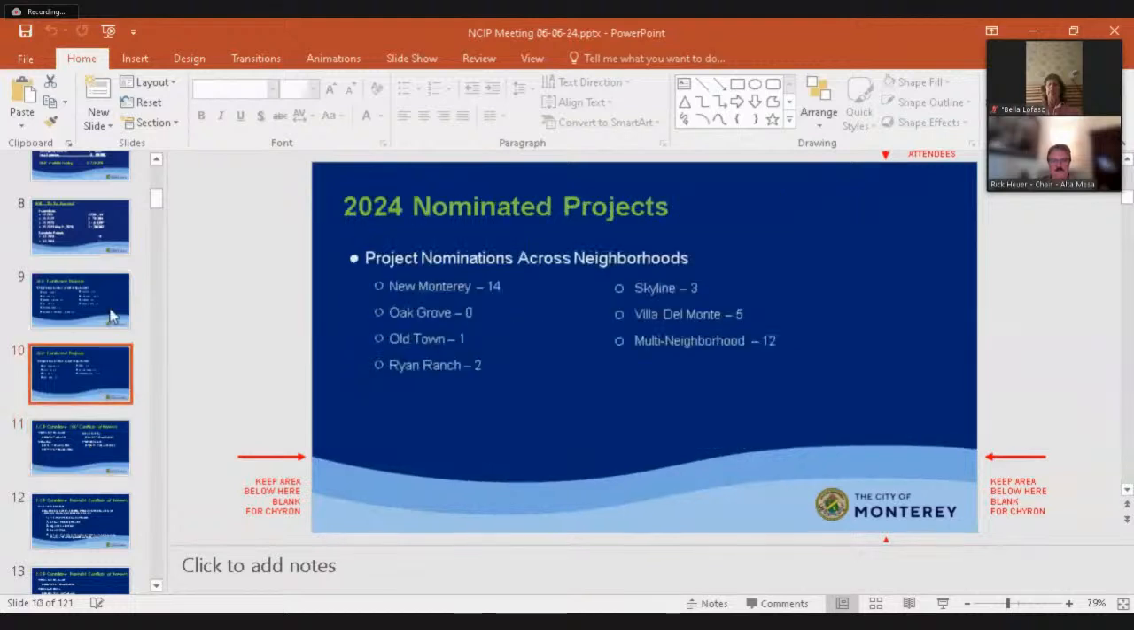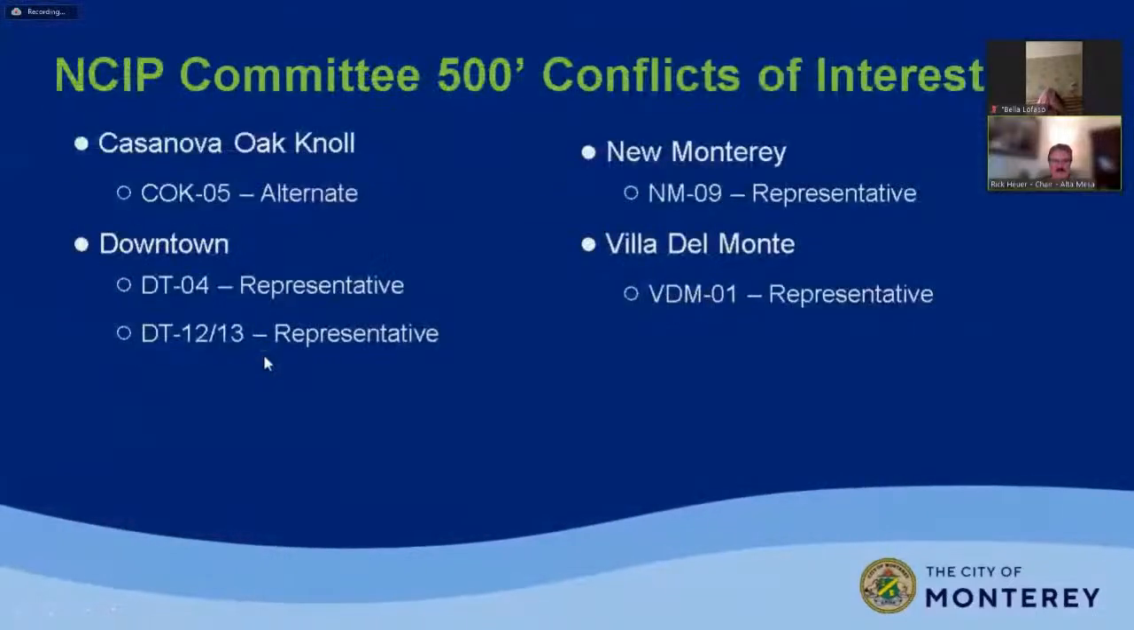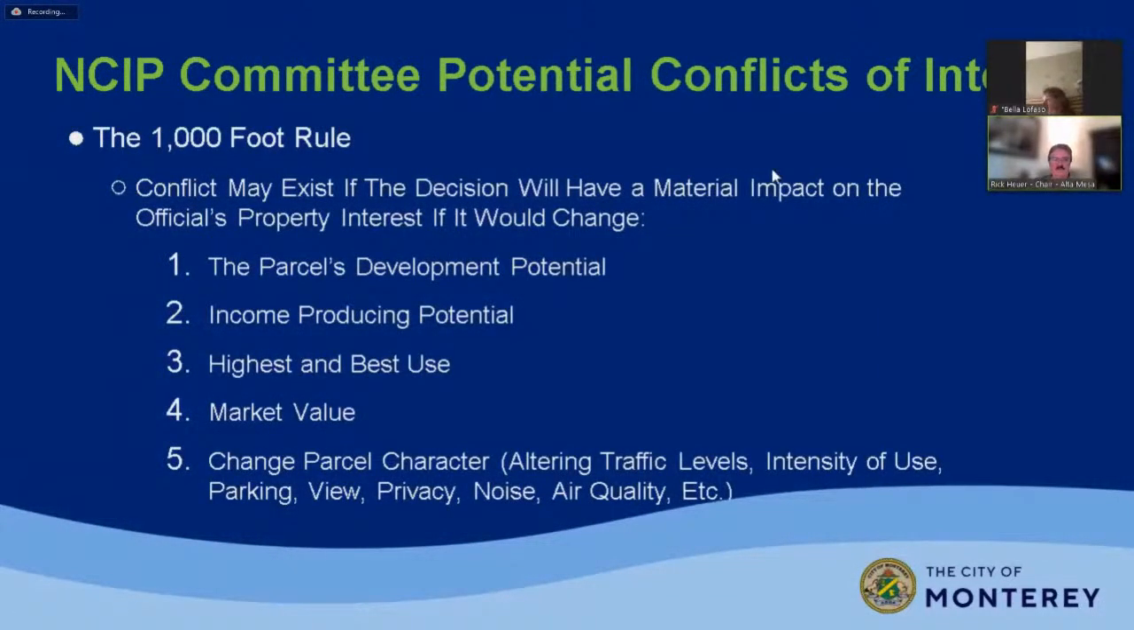Okay, actually, back up to the 1,000-foot rule for 1 second. If you have one in that 1,000-foot rule, that determines if you actually have a conflict or not. If one of those things is met on that project, in your opinion, you have a conflict and need to sit out. Basically, is it going to change the value of your property is really what it's about. Correct. And just to clarify, this decision is made by the individual committee member. It's your decision whether or not it affects your property.